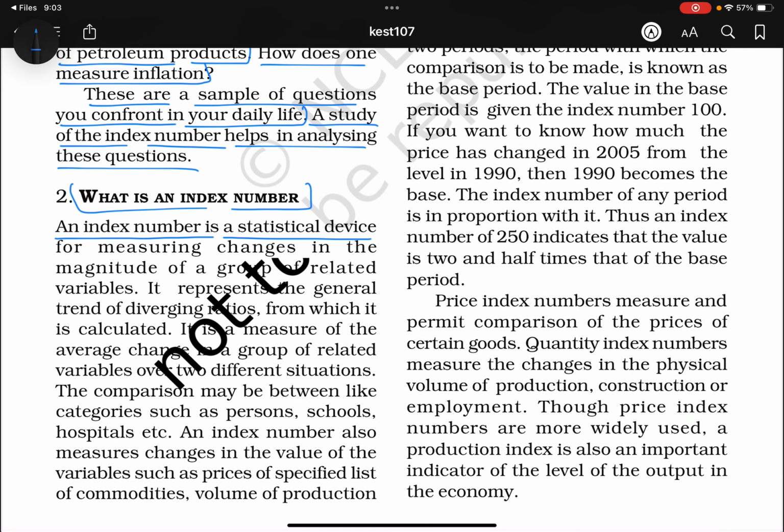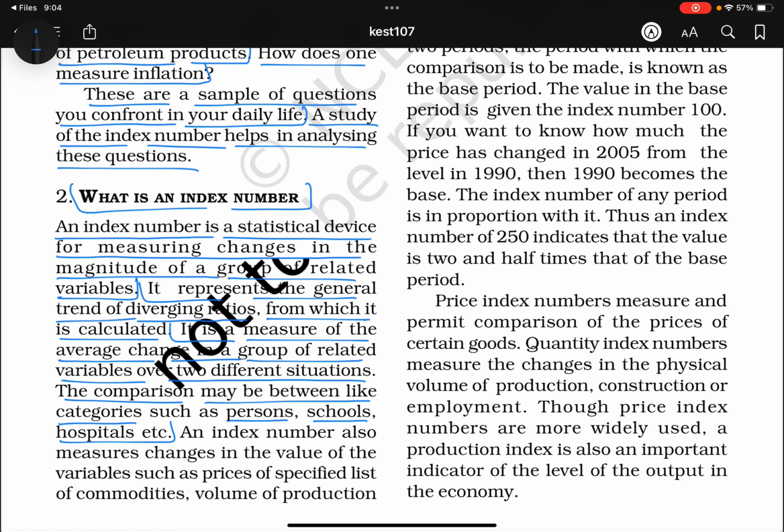An index number is a statistical device for measuring changes in the magnitude of a group of related variables. It represents the general trend of diverging ratios from which it is calculated. It is a measure of the average change in a group of related variables over two different situations. The comparison may be between like categories such as persons, schools, hospitals, etc.